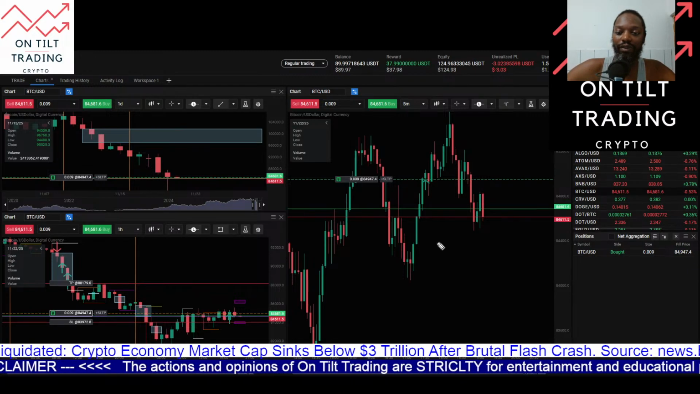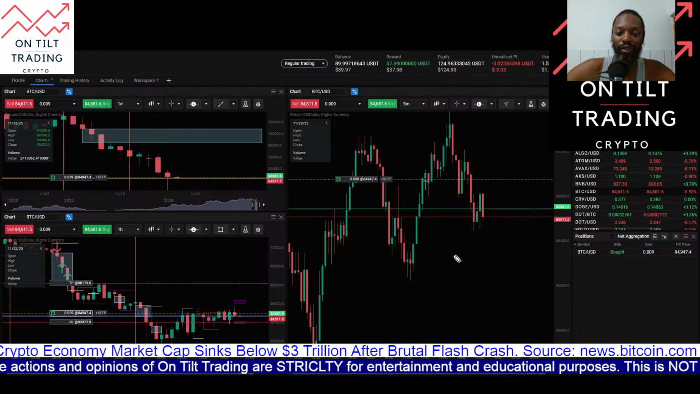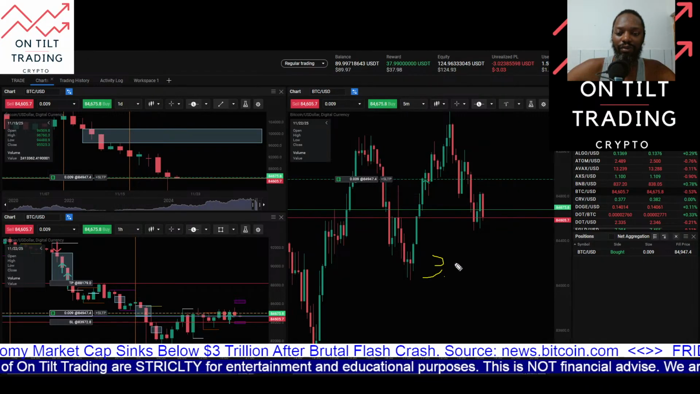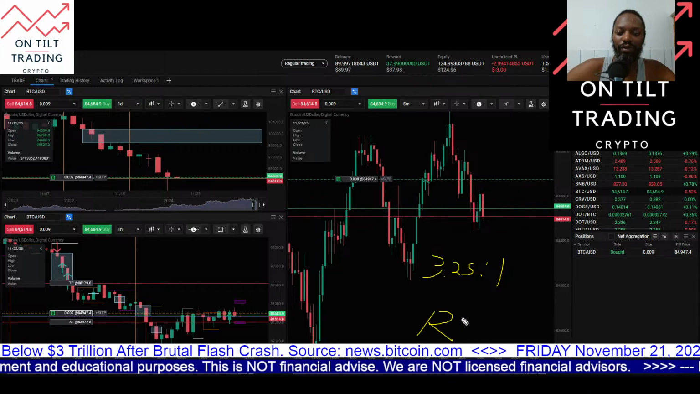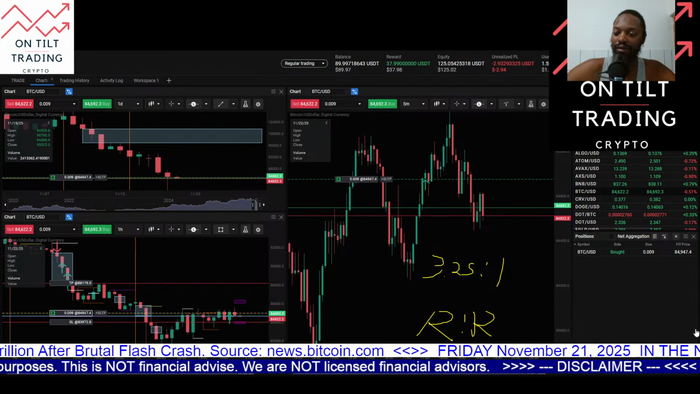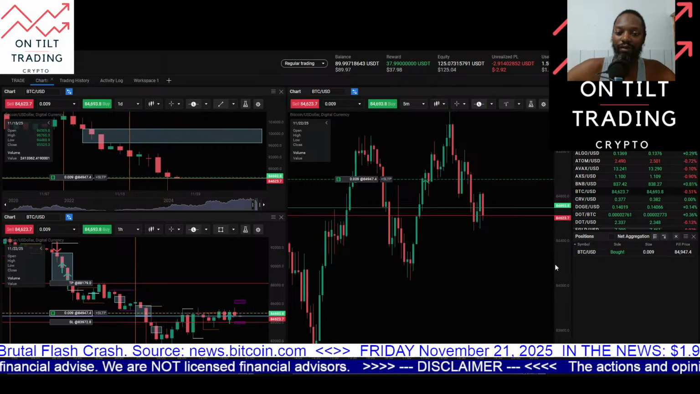And overall, this trade, if it were to work out, would be a 3.25 to 1 reward to risk ratio trade, if I recall correctly.